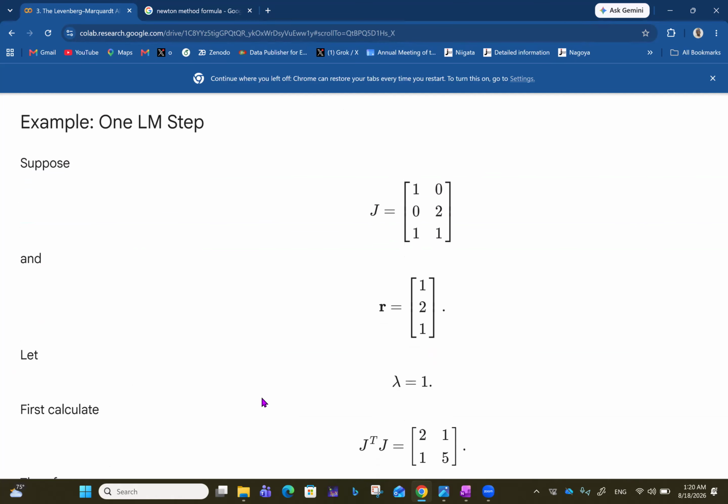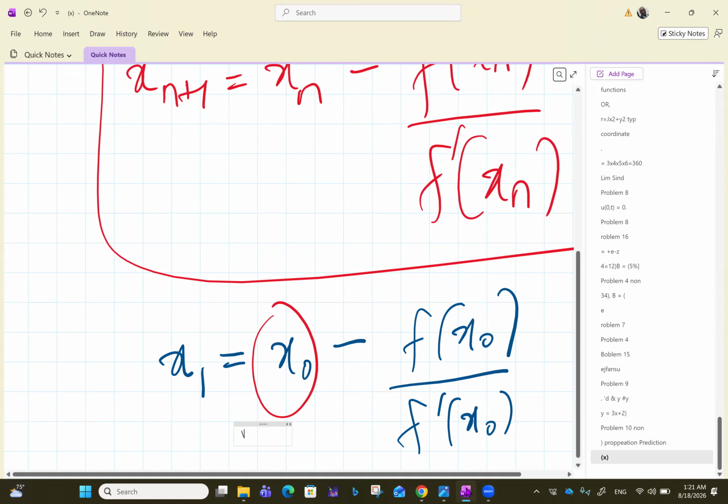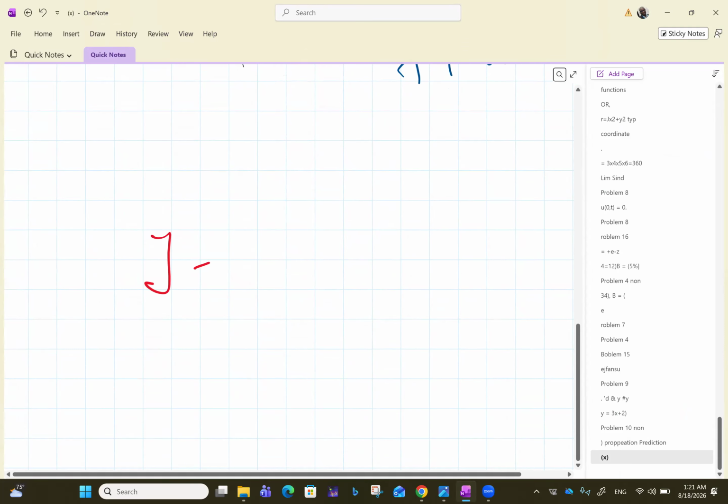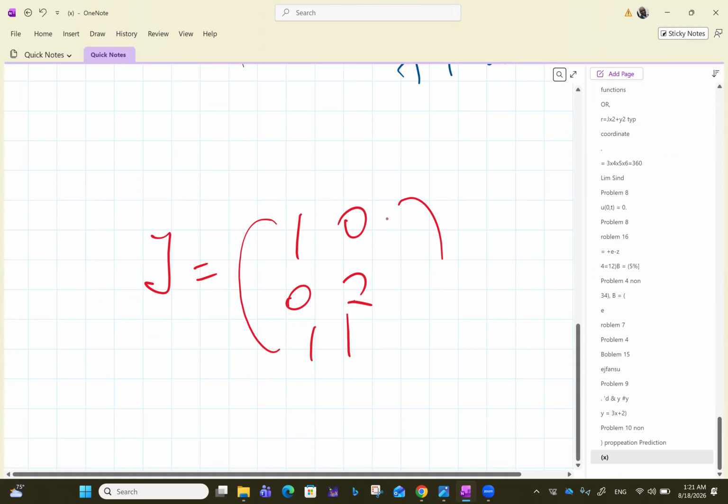Now, with that in place, we can have an example for one Levenberg-Marquardt step. Suppose J, the Jacobian, is [[1, 0], [0, 2], [1, 1]], and R, the residuals, are [1, 1, 1], and the damping parameter is lambda equals 1. First we calculate J transpose J. To do that, we transpose J, and then multiply by J.